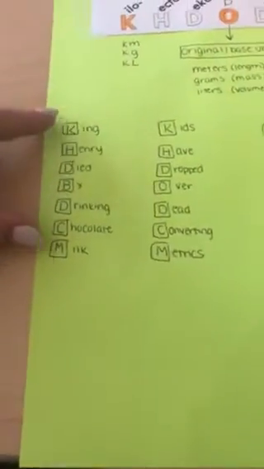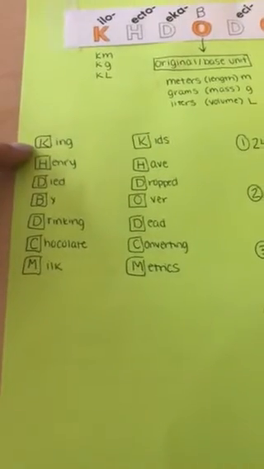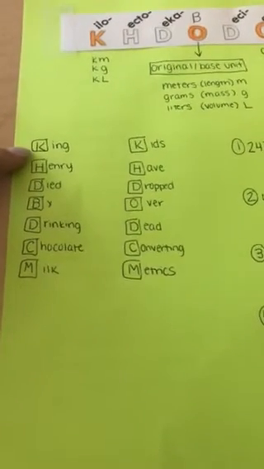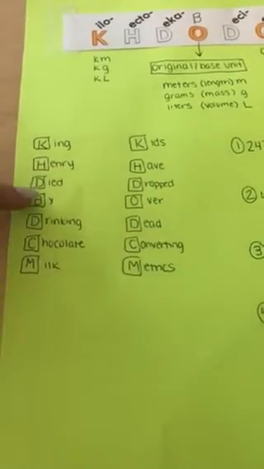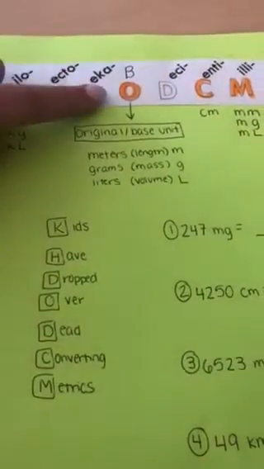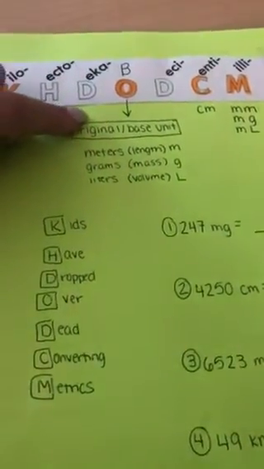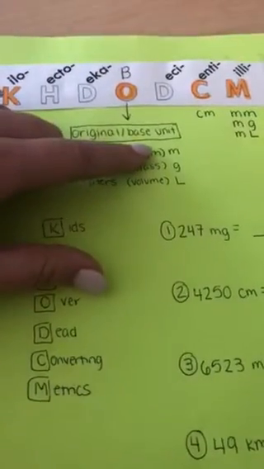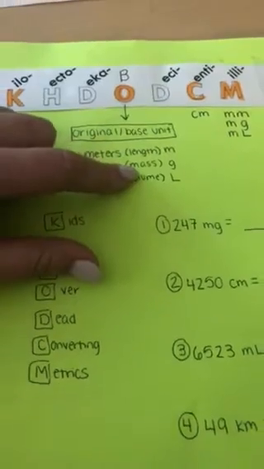These two things over here are just acronyms to help the kids remember these units from biggest to smallest. They can either use King Henry died by drinking chocolate milk, or kids have dropped over dead converting metrics. Both of these, either the B or the O, depending on which one they're using, stands for their original unit or their base unit. So that's always going to be right in the center of our metric conversion. If they see just the letter M, just the letter G, or just the letter L, that falls under that original or base unit.